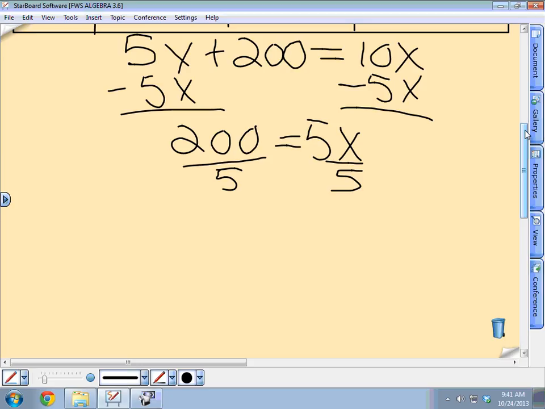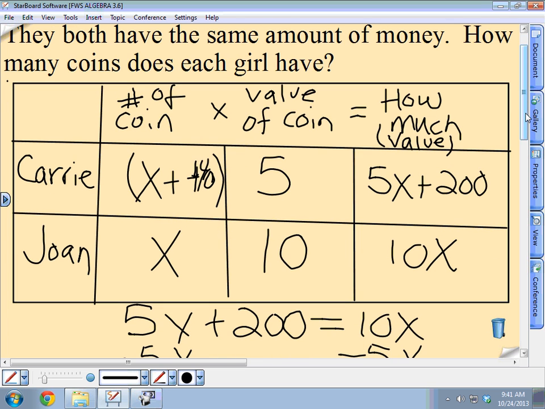All right. Notice 5 multiplied by x divided by 5 just leaves me x. 200 divided by 5 is 40. So what does that tell me? 40 is the number of coins that Joan has. How many coins does Carrie have? We know x is 40, so how many coins does Carrie have? 80.